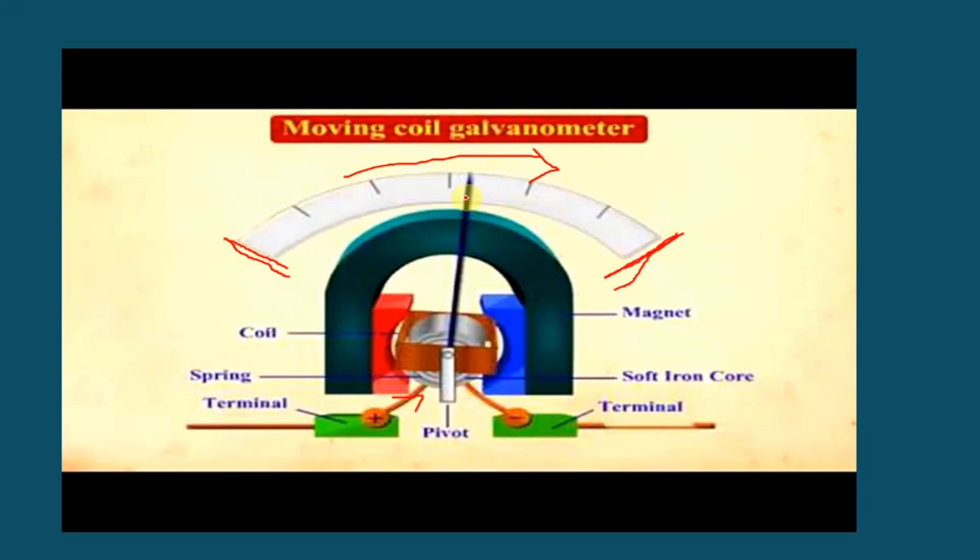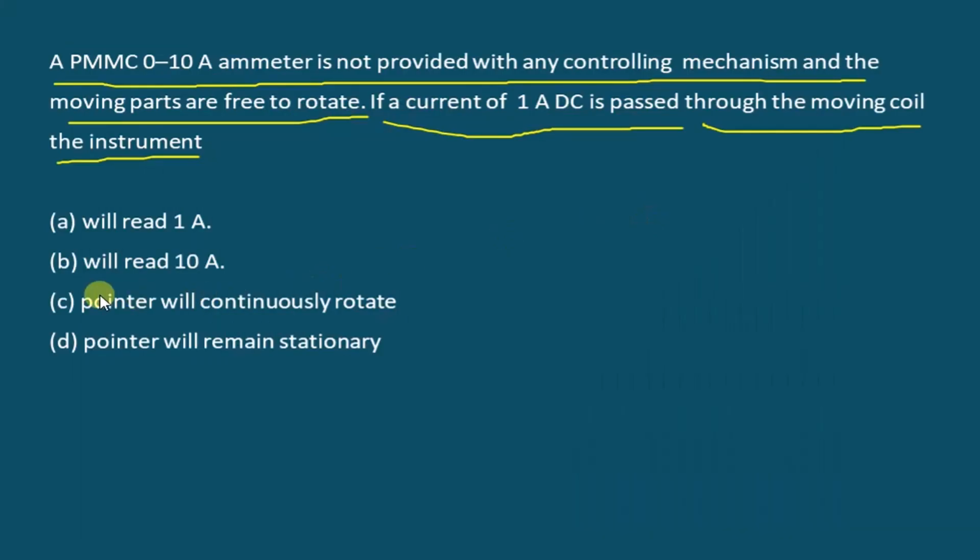Since there is no controlling mechanism, what will happen? Let's suppose the pointer is here. You are giving some 1 ampere DC current. The deflecting torque will be produced, so it will move like this, and since there is no controlling torque, it will come to this place. It will come to the full scale deflection value. So the answer will be: will read 10 ampere.